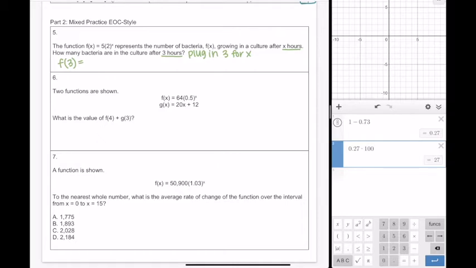So f of 3, meaning we're plugging in 3 for x, is 5 times 2 raised to 3. Now we can simply type that into Desmos. That means 5 times 2 raised to the 3rd power, which is 40. So that is 40 bacteria.